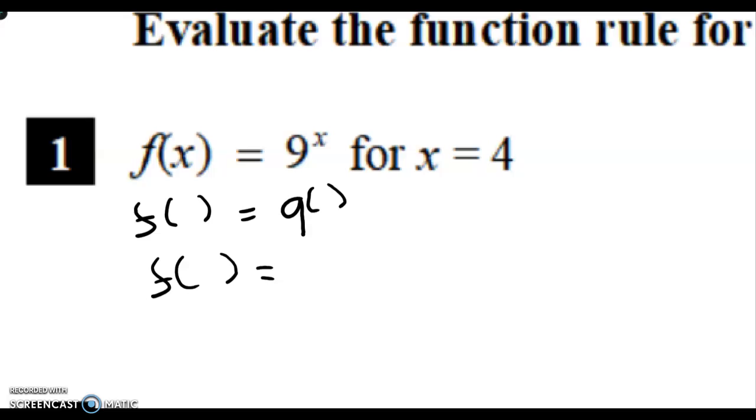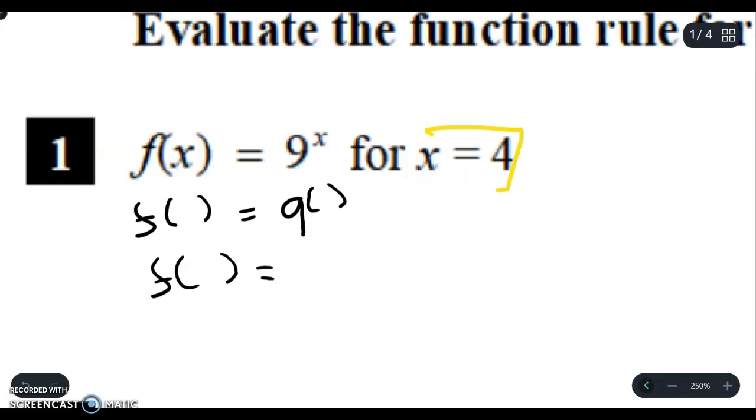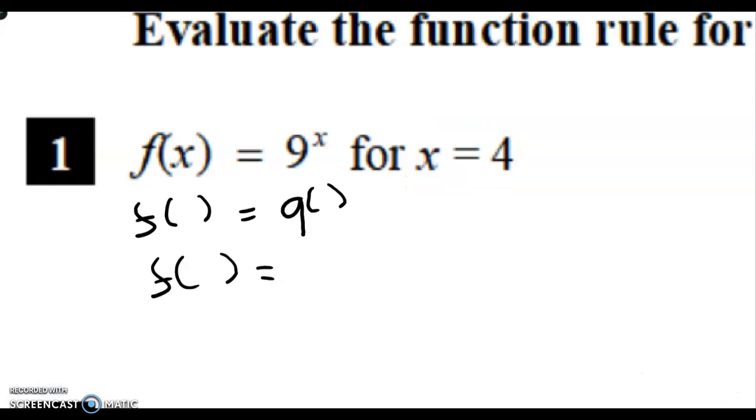Alright, so to evaluate these exponential functions, what we want to do is just plug in the given value. In this case, they give us x is equal to 4. So we're going to replace x with 4, okay? So I'm going to plug in 4 here. F of 4 is what we're looking for. And instead of raising 9 to x, we're going to raise it to 4.